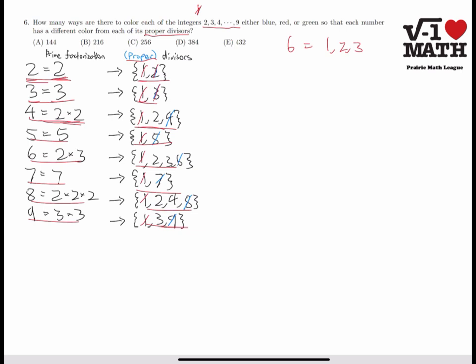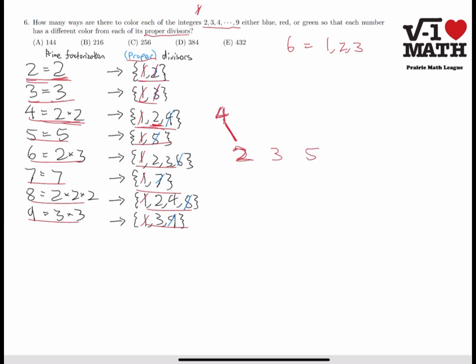Well, we start listing things out. So look, this is 2. 2 doesn't have any proper divisors, so we just leave it as is. Same with 3. However, when we get to 4, we notice that 4 is connected to 2, because 2 is the only qualifying proper divisor in this list. So we draw something like this. Basically, 2 and 4 cannot have the same color. So that's why they're connected.